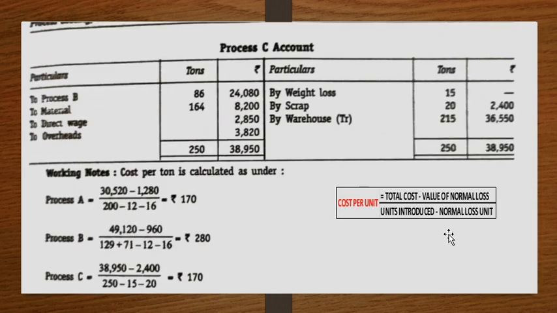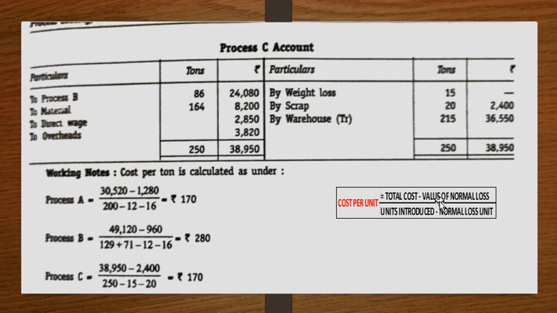So we will calculate the cost per unit. What is the balance? We have 250 units on your input side, minus 15 weight loss, minus 20 scrap tons, which will give you 215 as your total. As it is 100%, 215 into 100% obviously will give you 215. So the full tons is transferred to the warehouse for future sale. Now we need to calculate the cost per unit to know the total amount transferred to the warehouse for future sale.